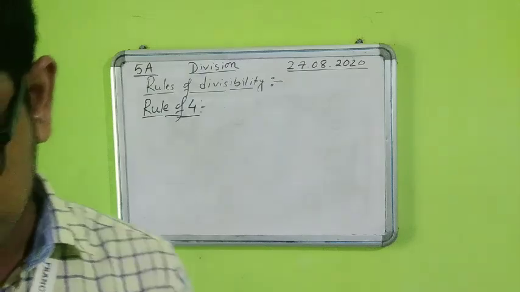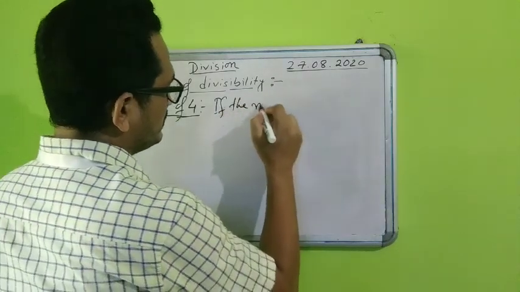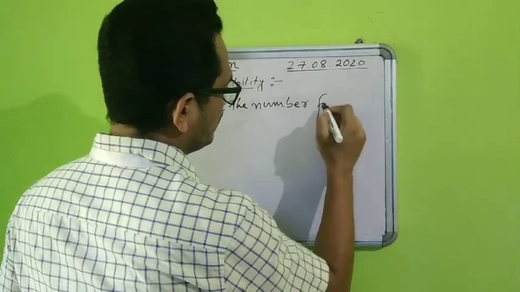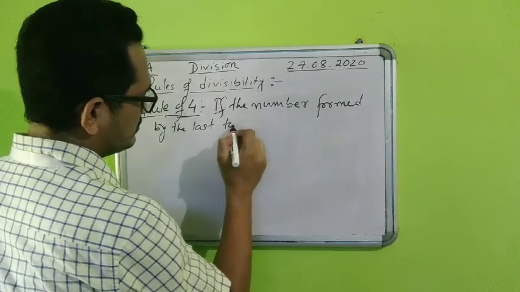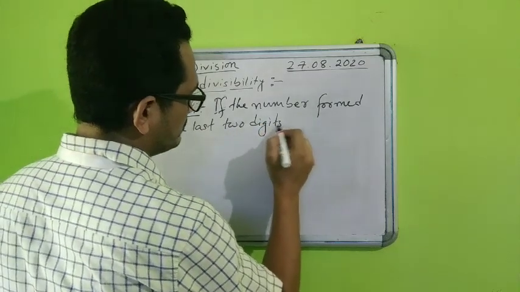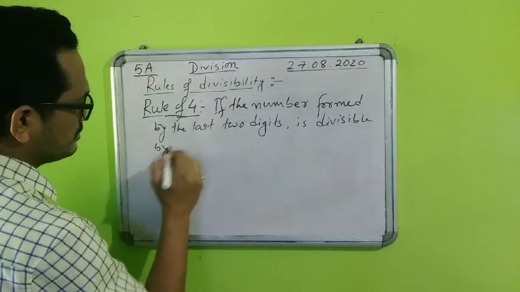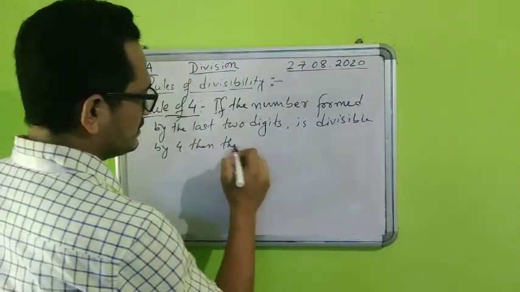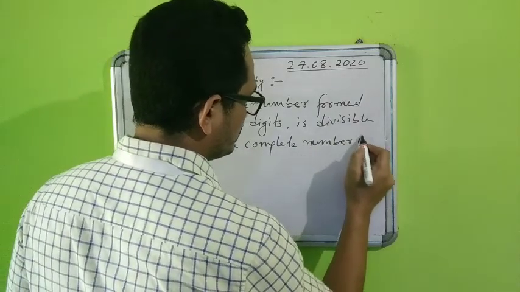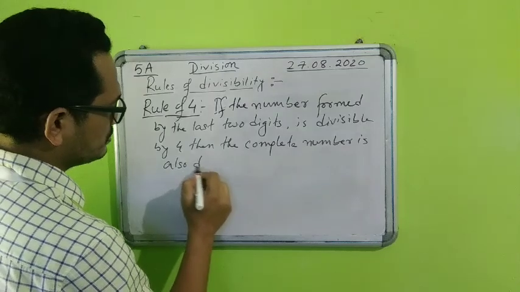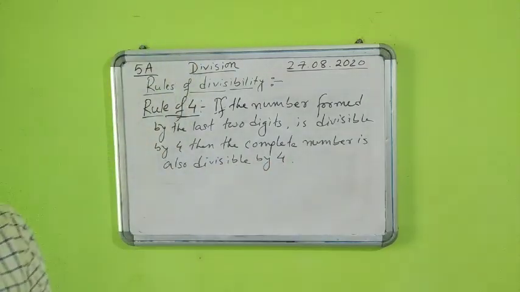If I write down the rule, it is said: if the number formed by the last two digits is divisible by 4, then the complete number is also divisible by 4. So this is the rule of 4.